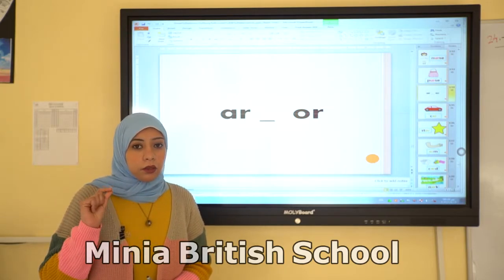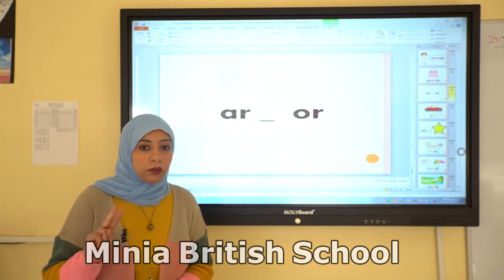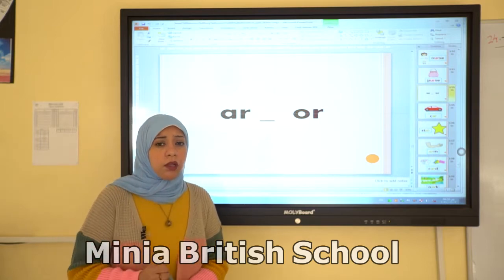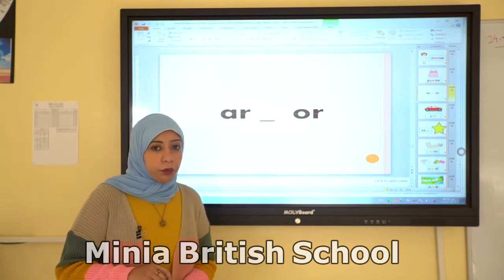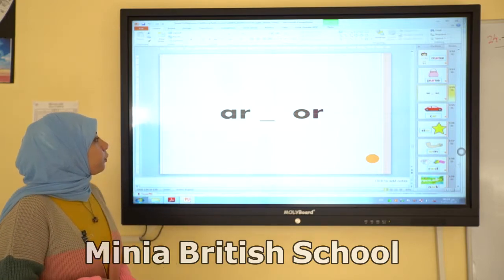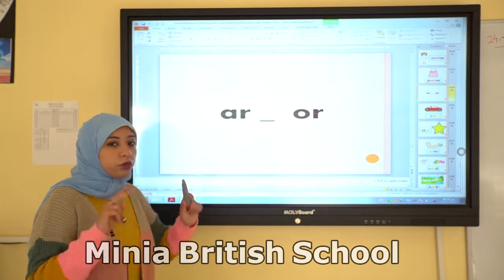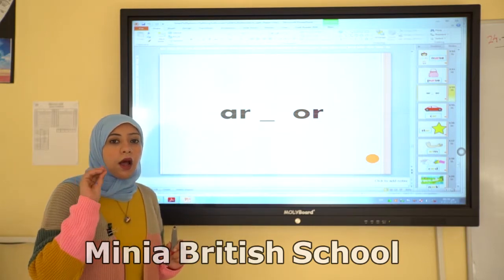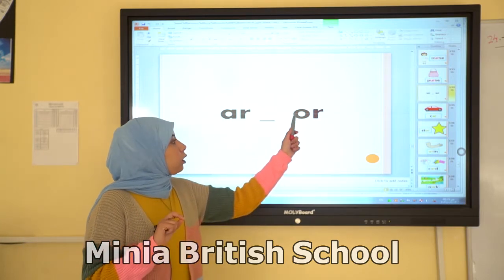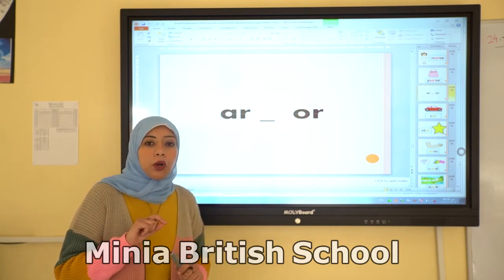Again, digraph is about when two different letters make one sound. Like what we have today. Today we have a new one. Look at the board. Here we have A and R. Together, two different letters make R. And O and R together they make OR.